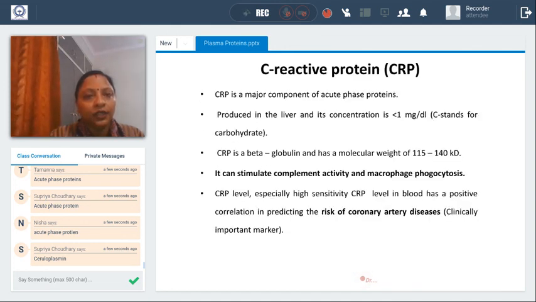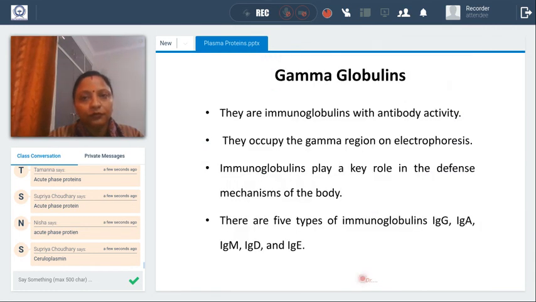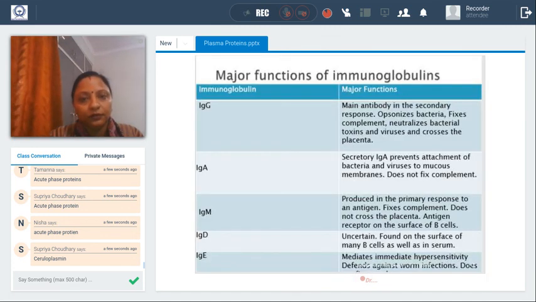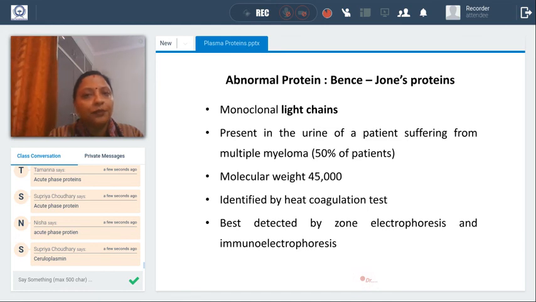C-reactive protein is a major acute phase protein. It can stimulate complement activity and macrophage phagocytosis. Another APP is serum amyloid A, SAA, a member of the apolipoprotein family, important in inflammatory processes and cholesterol metabolism. Gamma globulins, you all know: IgG, IgA, IgM, IgD, and IgE. Fibrinogen, clotting factor 1, is important because it imparts maximum viscosity to blood. Abnormal proteins, Bence-Jones proteins, light chains, are important in multiple myeloma.